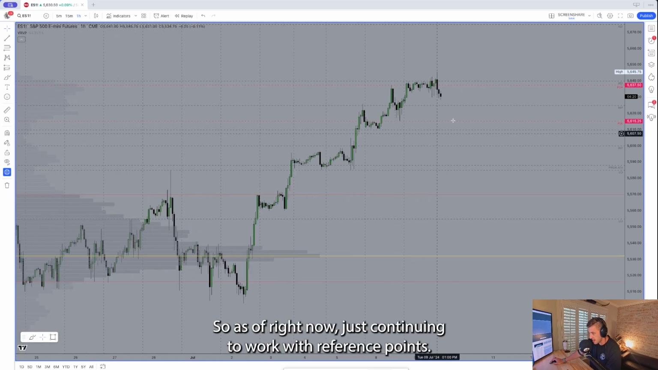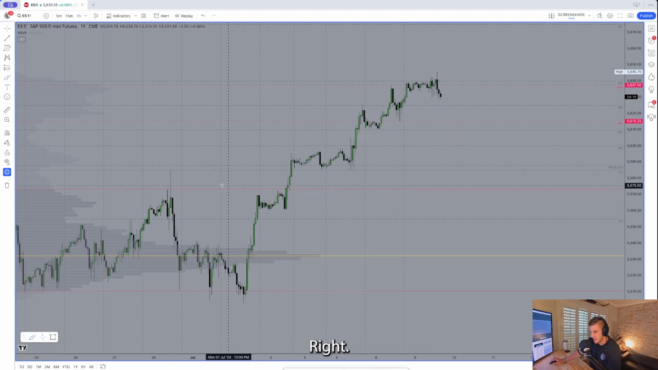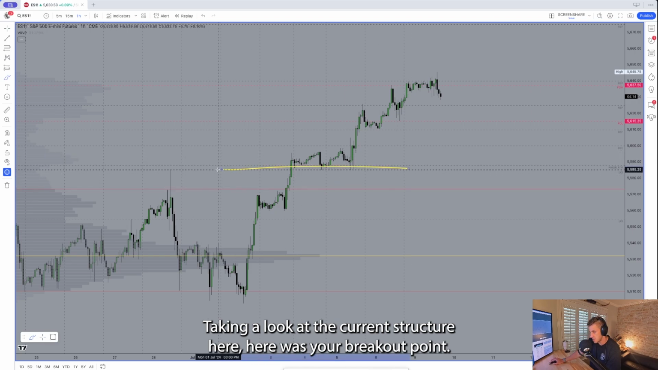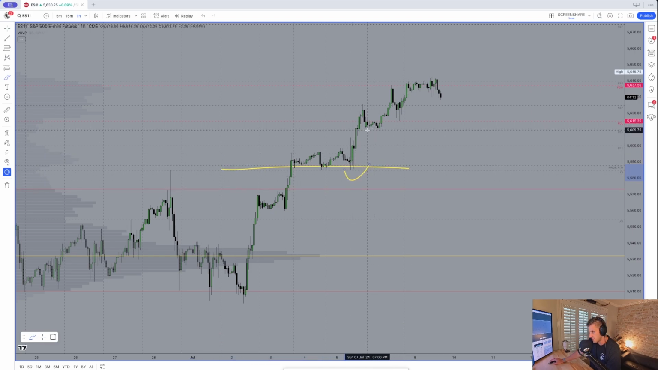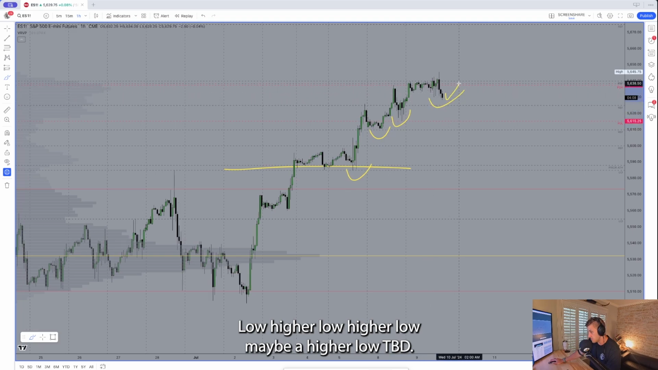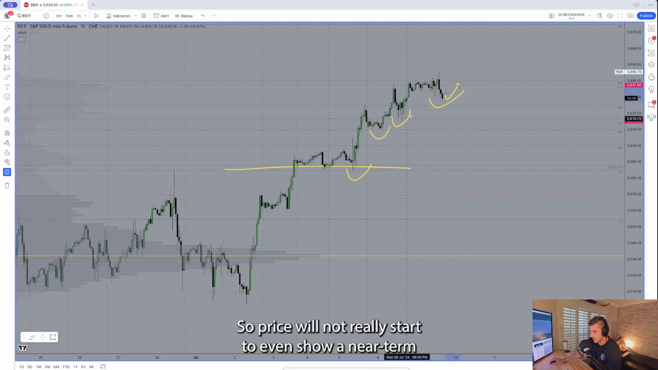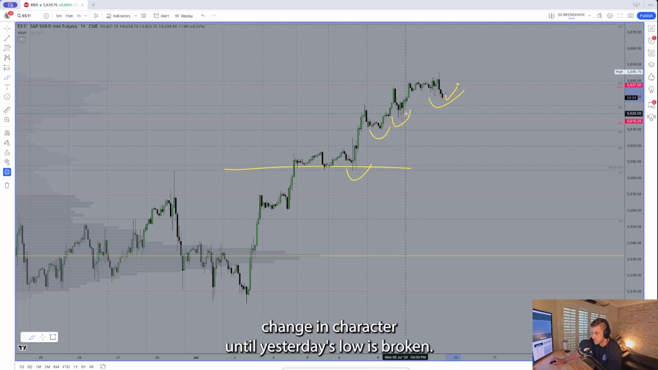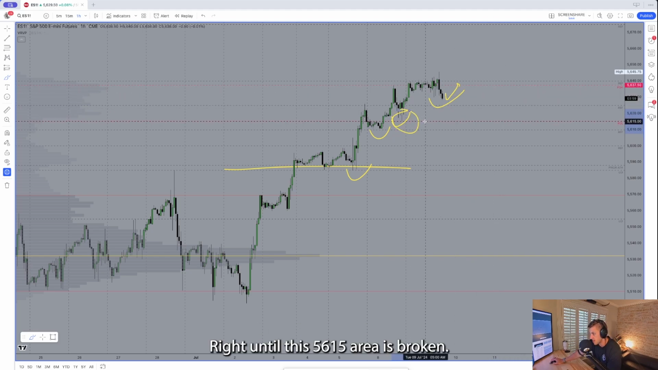So as of right now, just continuing to work with reference points, right? Taking a look at the current structure here. Here was your breakout point, low, higher low, higher low, maybe a higher low, TBD. So price will not really start to even show a near-term change in character until yesterday's low is broken, right? Until this 56.15 area is broken.